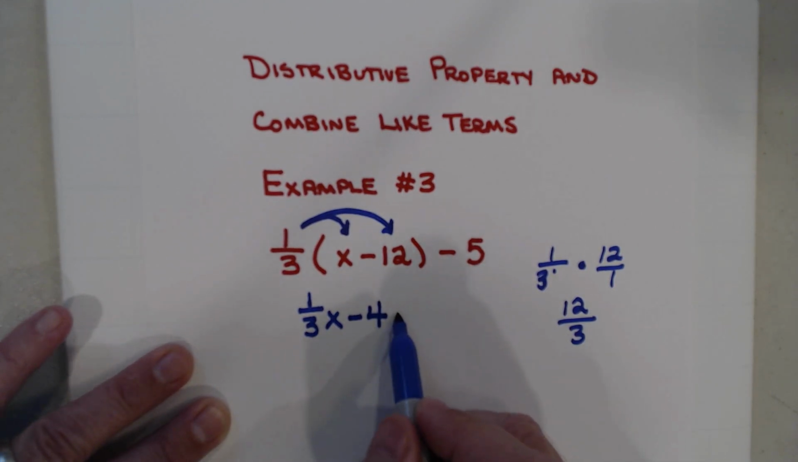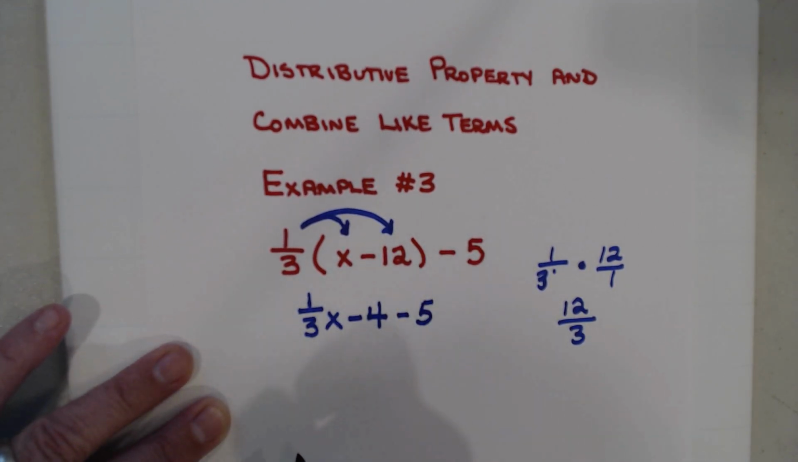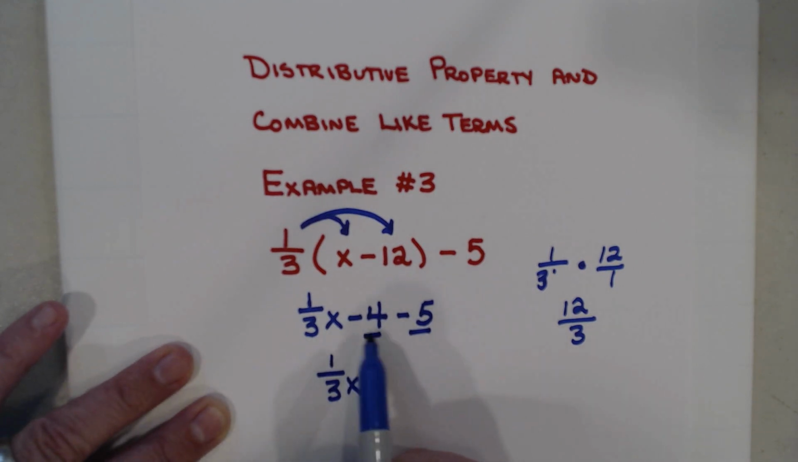This is not inside the parentheses. I bring it down. These are my like terms on the end. I combine those together. 1/3 x. The signs are the same. I add them together, keep the sign.